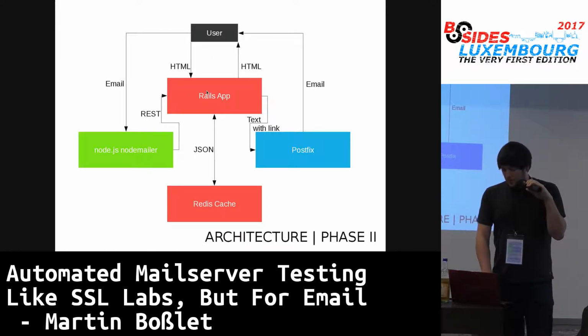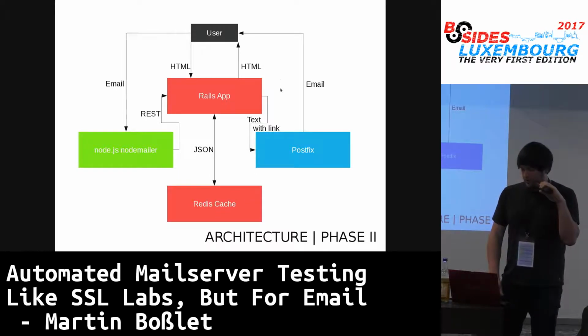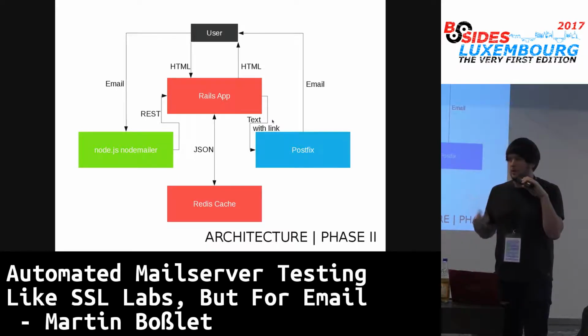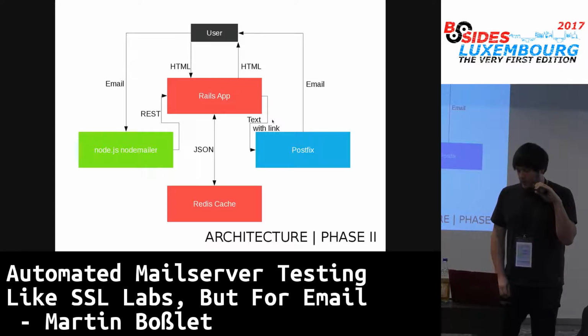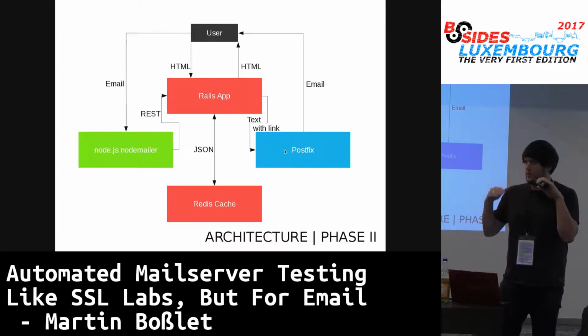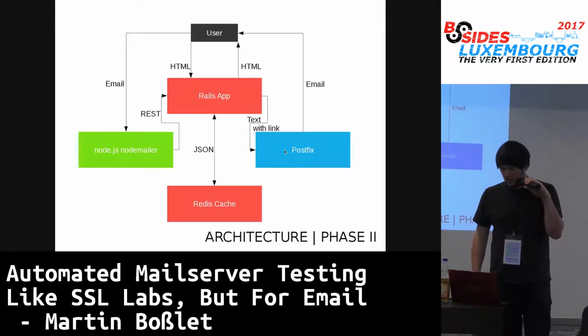And now this triggers a background job in the application. Background job produces the result, serializes it into JSON, stores it in a cache. Once done, an email is generated containing a link with an unguessable identifier, so nobody can intercept your results. It's just for you, and we send this email using postfix. So postfix is just for outgoing SMTP here.